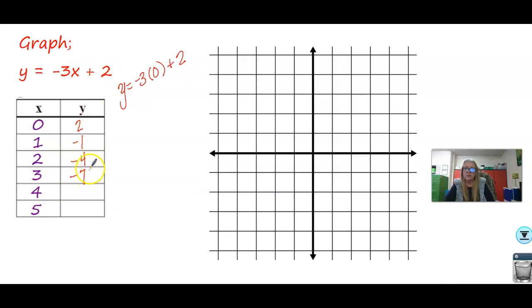See, this is going down by 3 each time, down by 3, down by 3, down by 3. We aren't going to be able to graph those anyway. We go over here to graph it. 0, positive 2, that's right here. 1, negative 1 would be right here. 2, negative 4, 1, 2, 3, 4 would be here. And I guess I'll go ahead and try to draw this line.